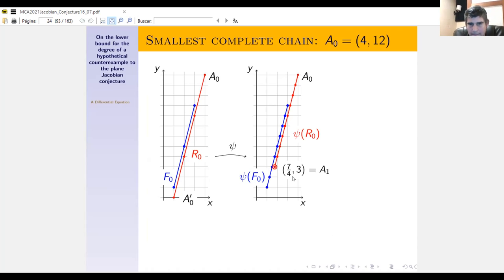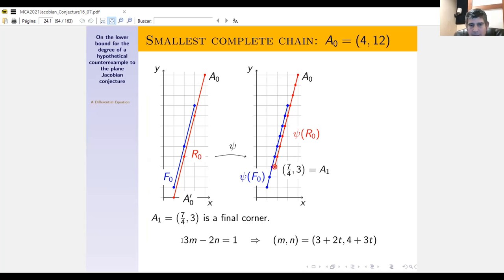So A1 is a final corner. We have this condition. This is the Diophantine equation for M and N. And then we obtain this possible family of counterexamples for the degrees of the possible counterexamples. Okay. So this is the method that we have.